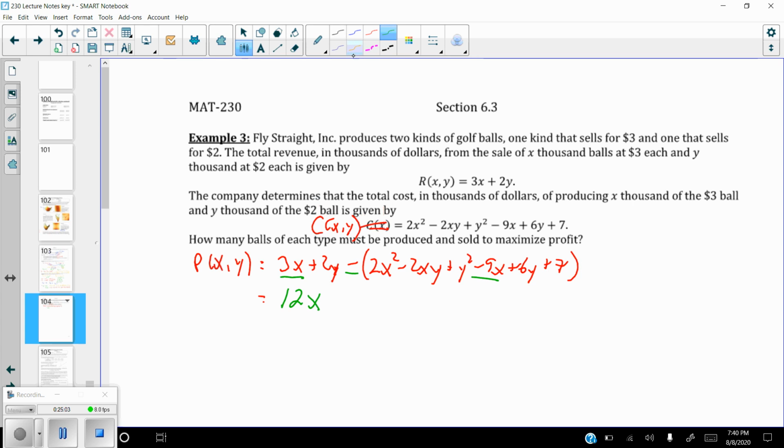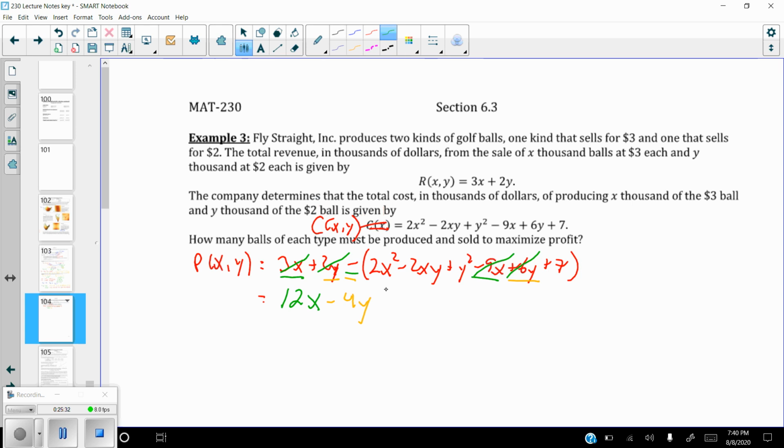2y right here minus 6y is going to be minus 4y. And then we just need to distribute the negative sign to everything else that we didn't just use there. So let's see, what did we use there? We used the 3x, the 2y, the 6y, and negative 9x. Okay, so we just need to make everything else the opposite sign.